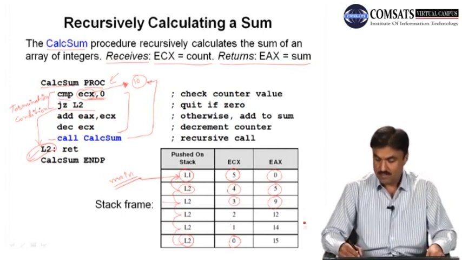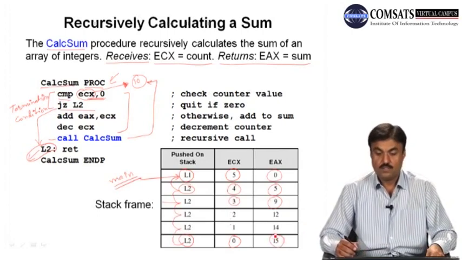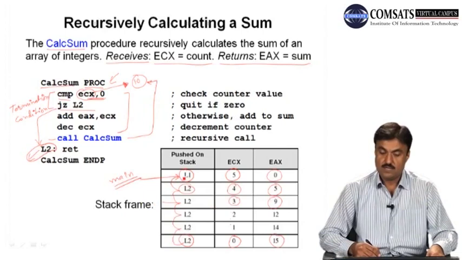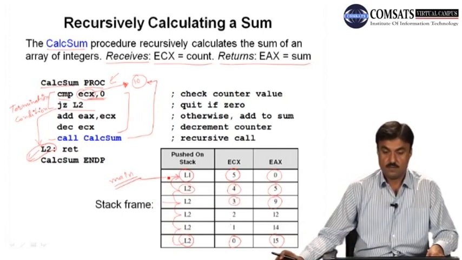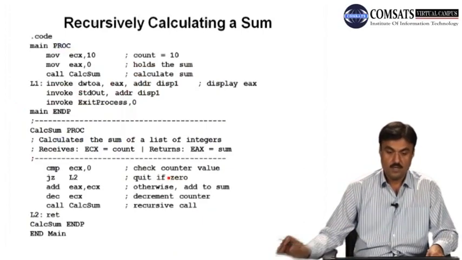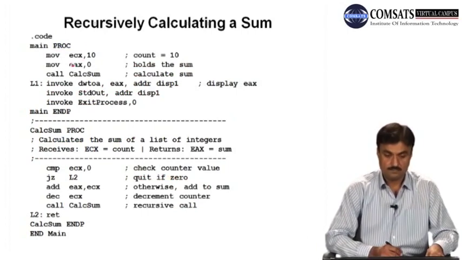So in this way, the final value for the EAX will be 15, and we will return to the next instruction where this procedure was called. So in this way, recursive sum will be calculated. So this is one way you can see here.